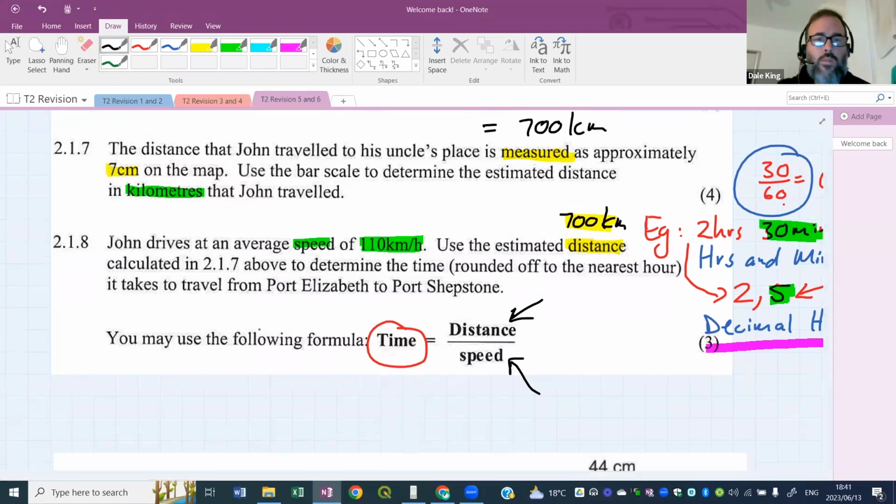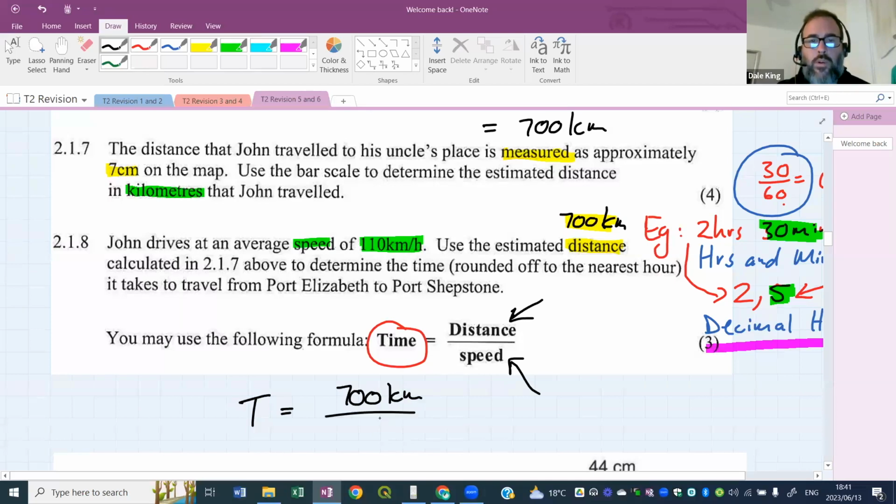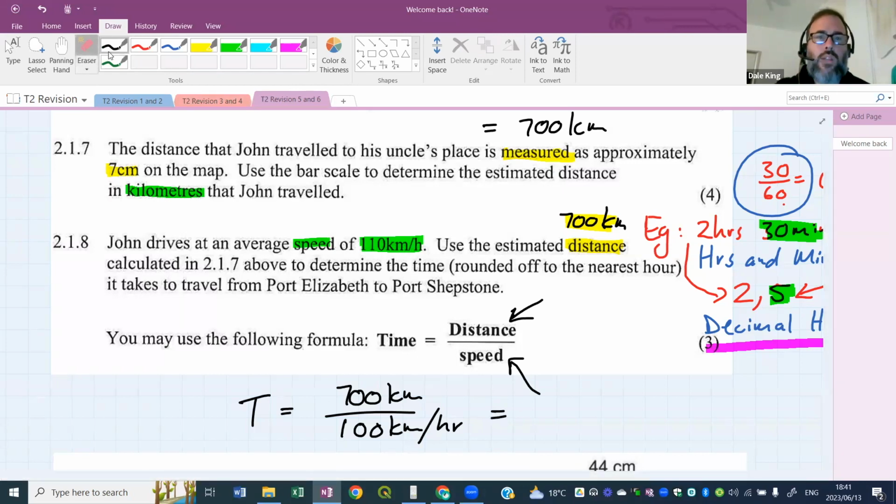At the bottom here, I'm going to say T for time, just the capital letter T. I'm going to put in my distance, which is 700 kilometers at the top. And at the bottom, I've got my speed, which is 100 kilometers per hour. This is why you should always check that your units are the same in the formula. If you've got kilometers at the top and meters at the bottom, you're going to have to change something. You've got to have the same units there. We've got kilometers in both, that's fine.